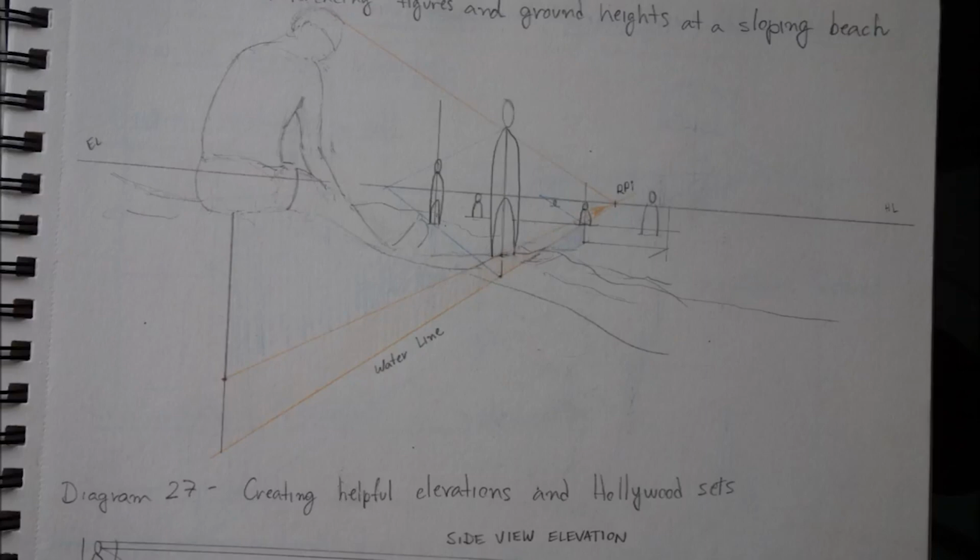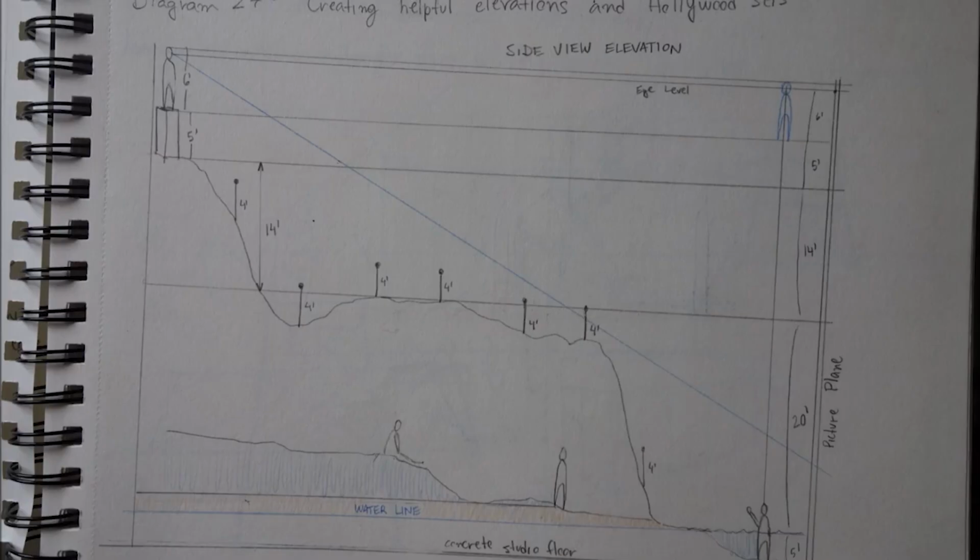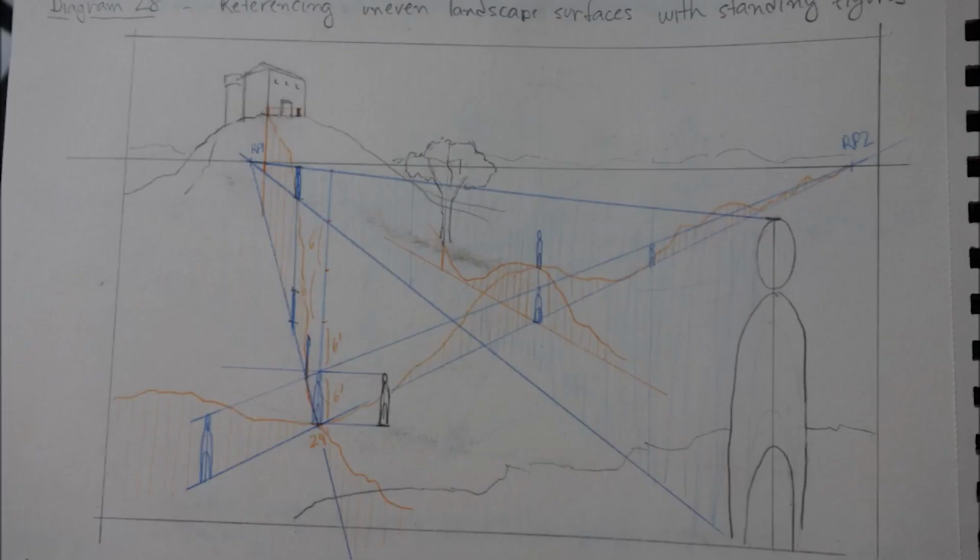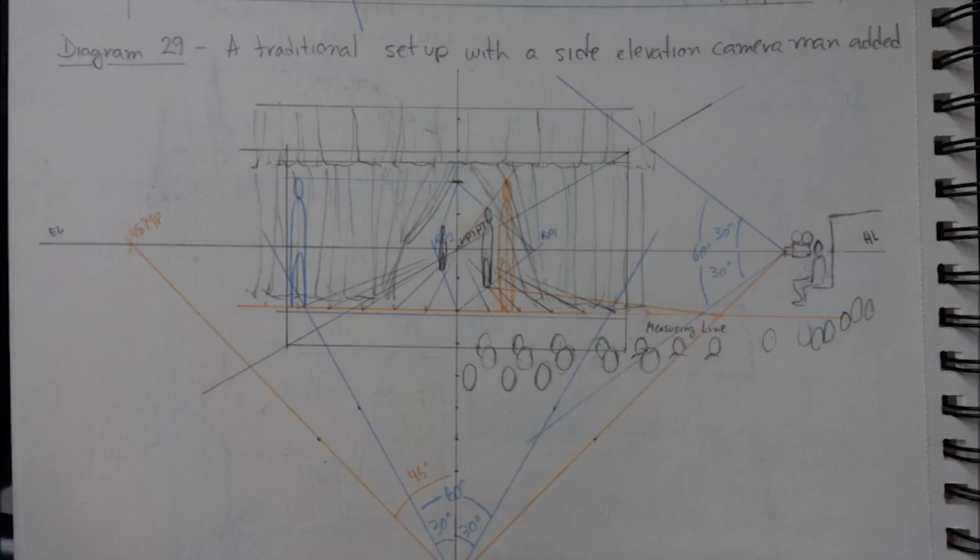So more explorations now with slopes. So if you have like a beach or a mountain scene in different heights, how does that translate to what you're seeing in perspective? That's not easy to draw and to understand. So it's great to have a chance to really explore that in a lot of different diagrams.